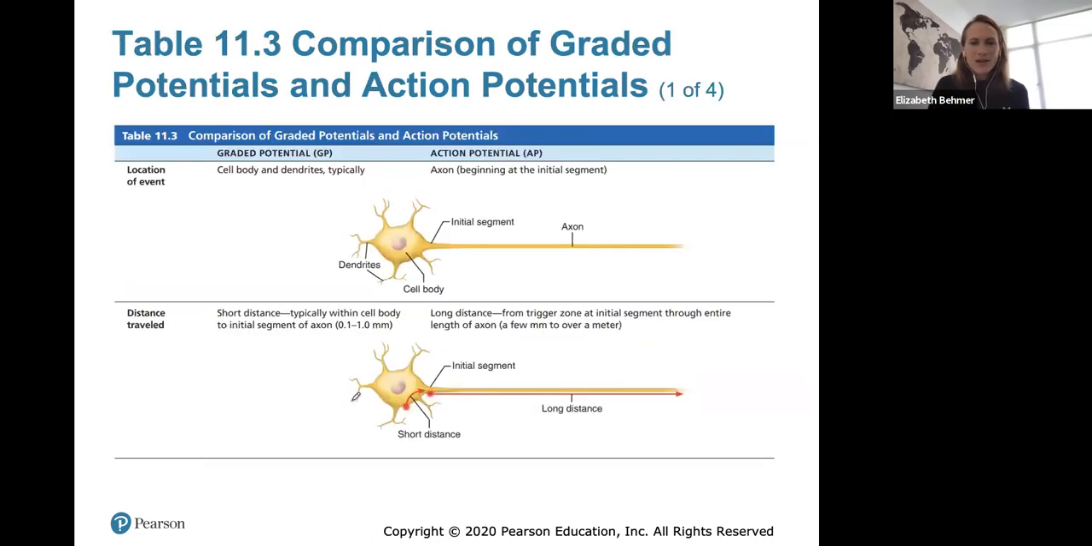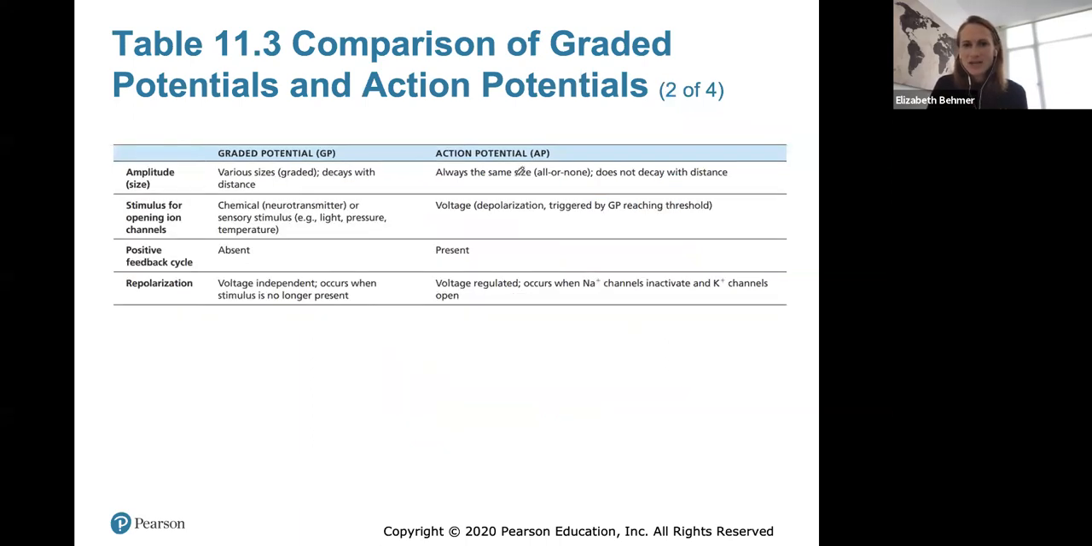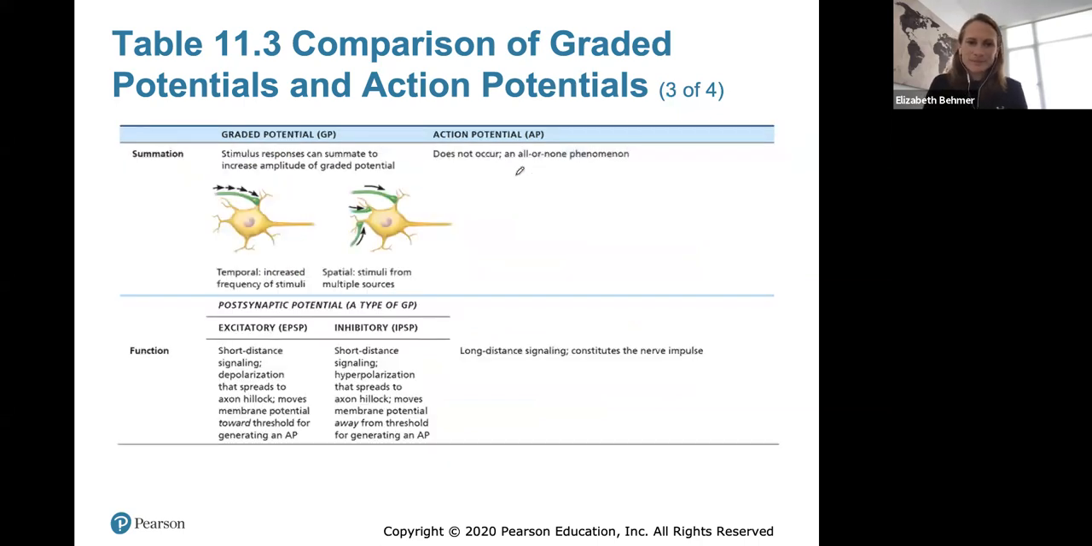And that's all that we'll talk about here. Here's just a brief comparison of graded and action potentials. Again, we didn't focus a lot on graded potentials. I wanted you to focus on action potentials, but these are good review slides and review charts for those two.